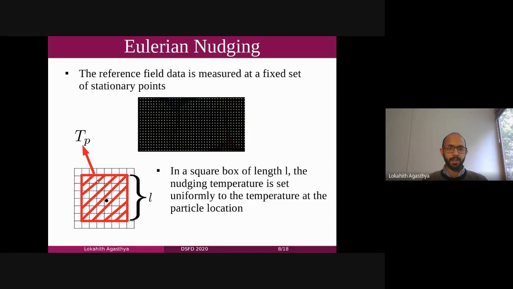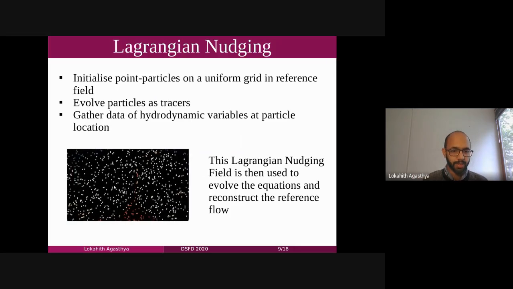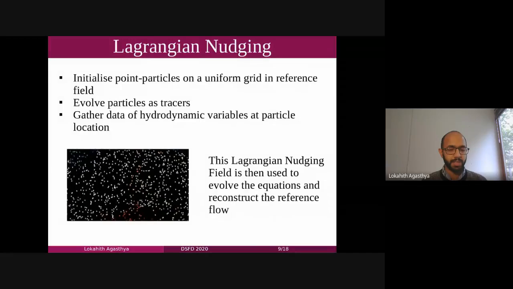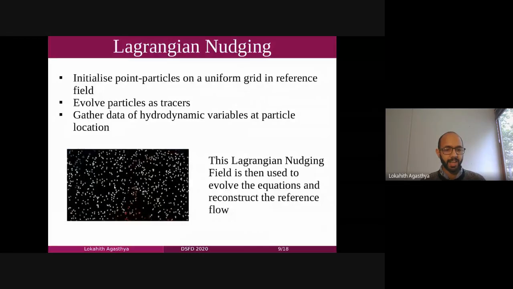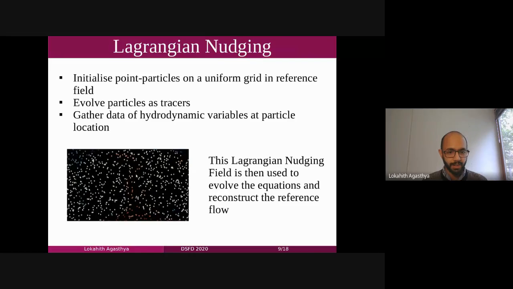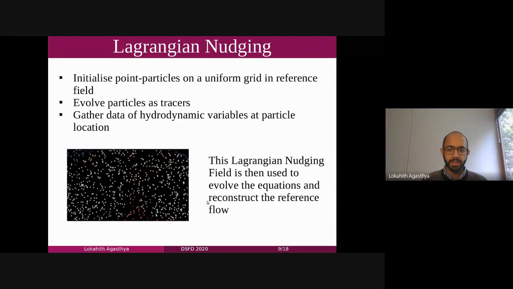And we have the Lagrangian nudging scheme, where we do the same, but this time the probes with which we measure the temperature are actually tracer particles. So they follow the flow and again give us measurements along these tracer trajectories.